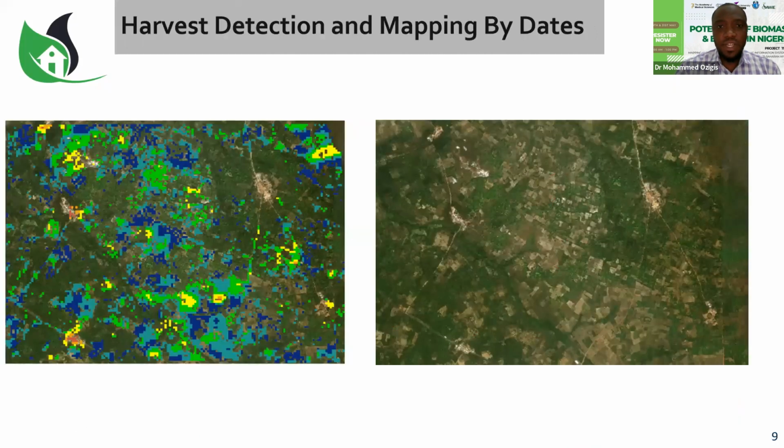So this is just comparing results from our harvest detection to high resolution images. The same thing, you can also spot agricultural fields in this case, made up of these tiny squares. These are all smallholder farmer fields that were under cultivation, and you can see the dates that harvest actually took place on that particular field from April all the way to December.